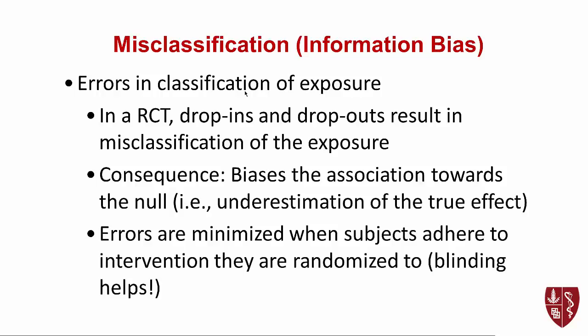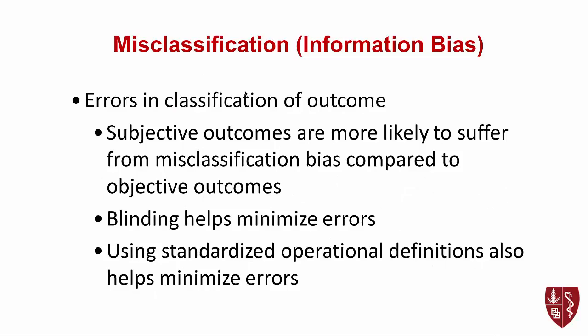Now, how can a study minimize these errors? Well, when you can be sure that the subjects are adhering to the intervention that they've been randomized to. So as I mentioned in Module 1, blinding can help with that. If subjects don't know which treatment they're on, the placebo or the actual treatment, they're more likely to continue with the treatment.